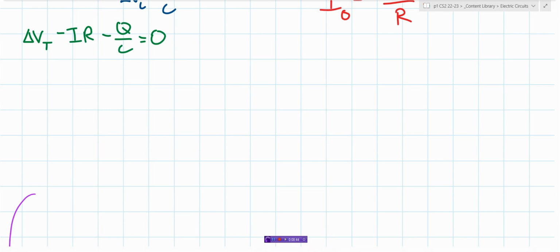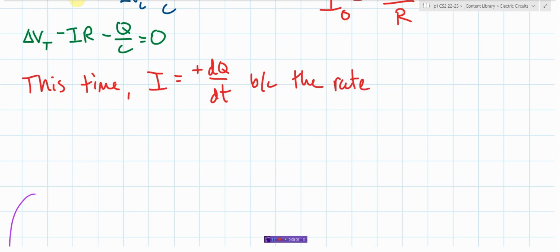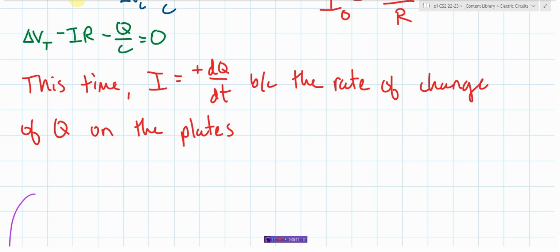Okay, so this time, I equals positive dq dt, because the rate of change of Q on the plates is positive with positive current. Okay, so they just match. We don't have to put a negative in there to make them match. They already do.